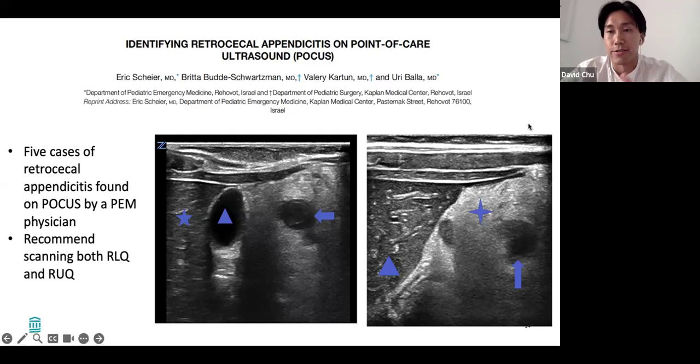So basically, it just goes to show it doesn't hurt to try the right upper quadrant, especially if you have a particularly small or skinny patient, and especially in pediatric patients.